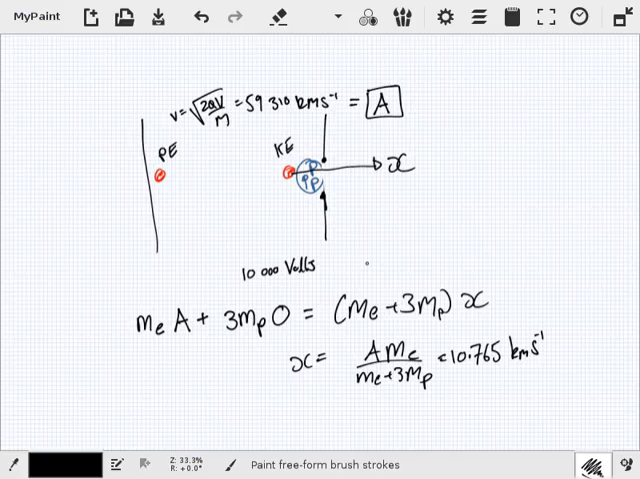The reason I do this is because it's hard to picture. Like if I said 600 meters per second, you're like, well, how fast is that? But if I said 59,000 kilometers per second, you know how big a kilometer is? 59,000 kilometers is like the circumference of the Earth or something. So you can easily picture that this is going very fast.